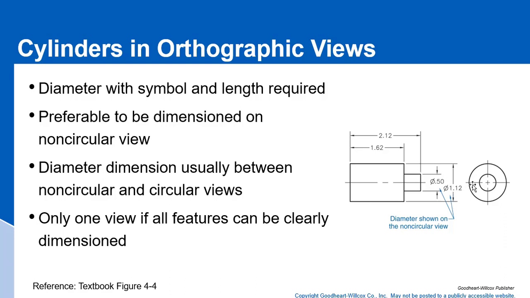Okay, so what they're saying here is it's best to do these cylinders in the non-circular view and to put these dimensions between the two views. Really, this is one of those cases where, if we didn't have this orthographic view, we could still entirely dimension the part with this one view. And that's applicable for a cylindrical part, such as this one.